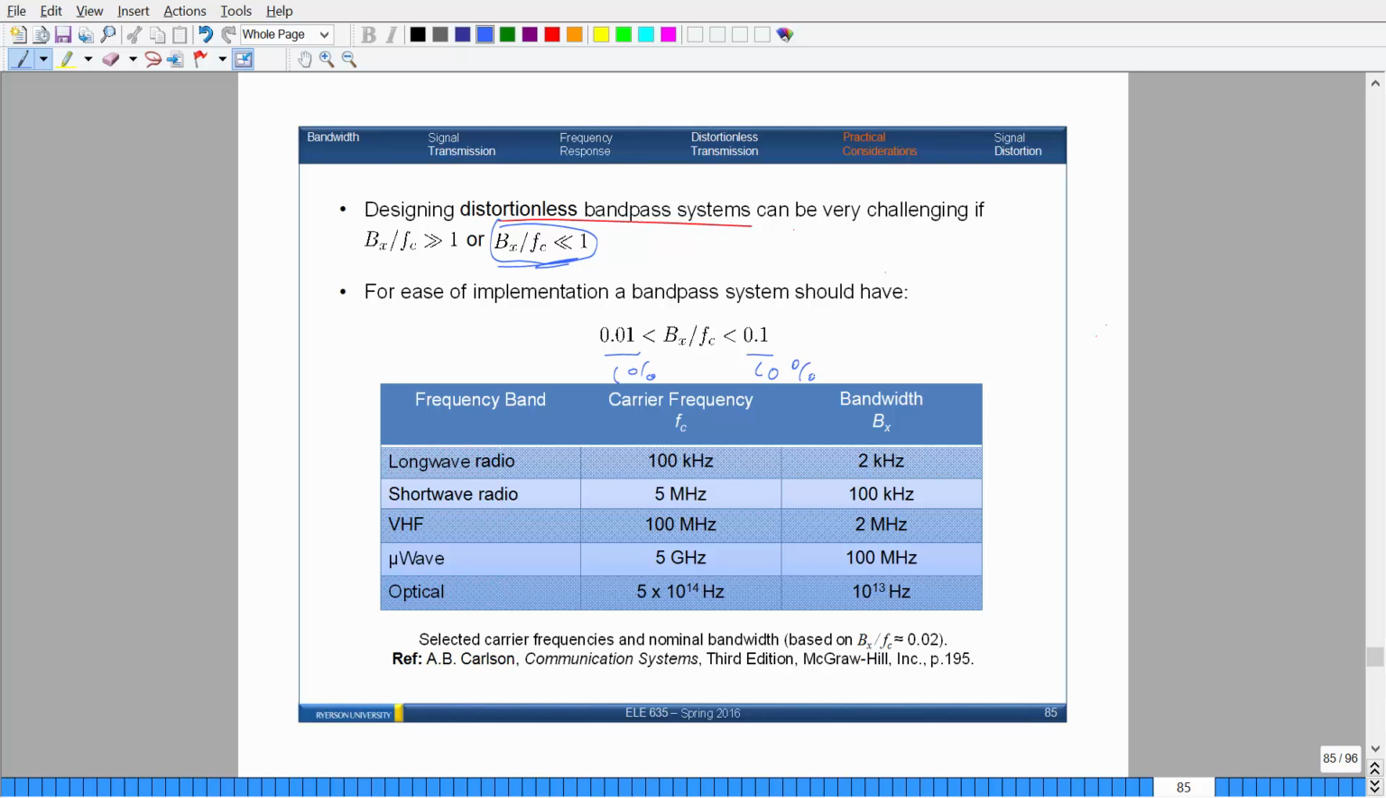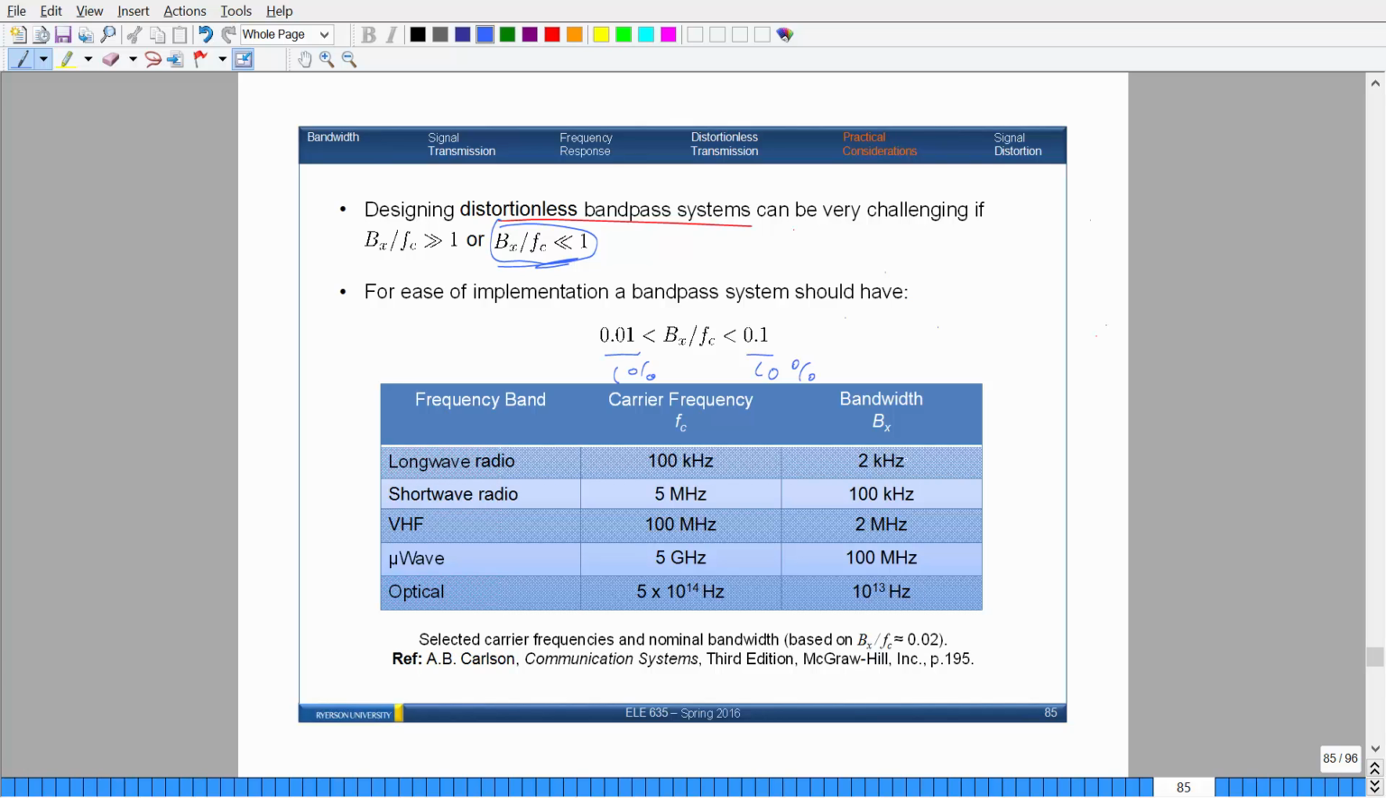Okay. So here are some examples of practical communication systems for long wave and short wave radio. When you look at the transmitted signal, the channel frequency is usually 100 kilohertz or 5 megahertz, depending on which radio you look at, and the bandwidth is quite small. It's either 2 or 100 kilohertz. And then you have very high frequency, or VHF. The carrier frequency is 100 megahertz, and the bandwidth is 2. So you can see that the carrier frequency is very large, but the bandwidth itself is very small.